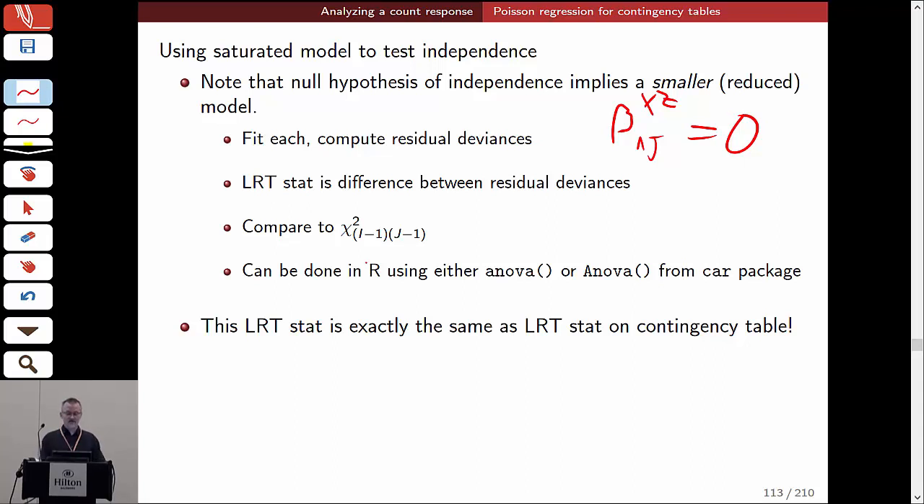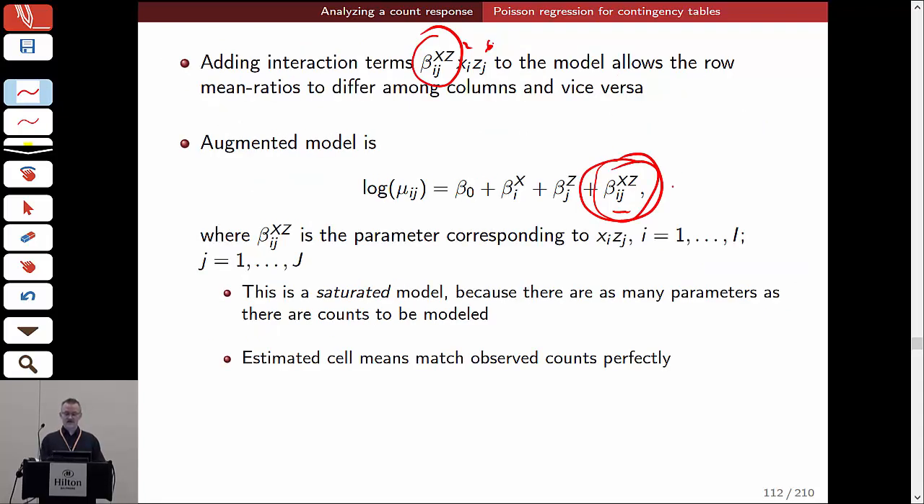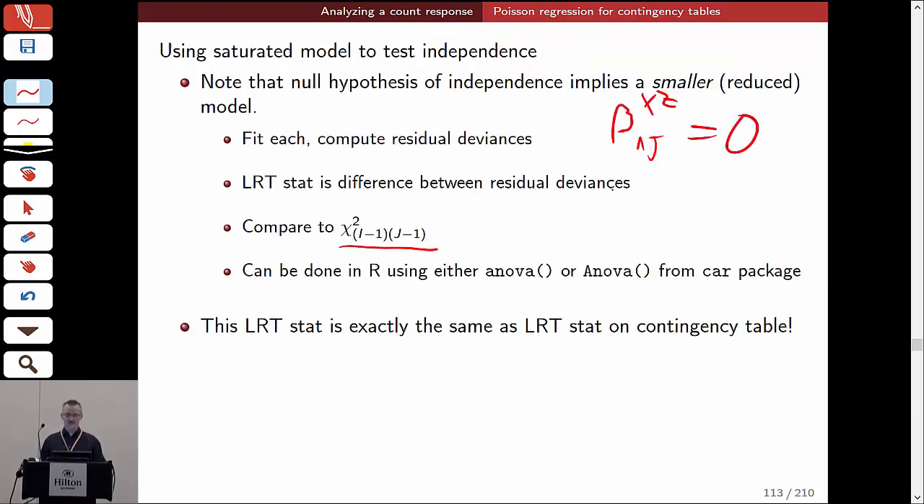Compare that again to the chi-square distribution with I-1, j-1 degrees of freedom, and the reason for that is that there are a total of I-1, j-1 different ones of those additional parameters. And that all can be done in R using either the little a or the big A ANOVA function. This is exactly the same as the likelihood ratio statistic you'd compute on the contingency table.